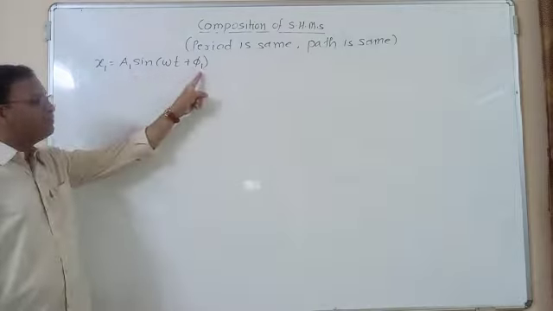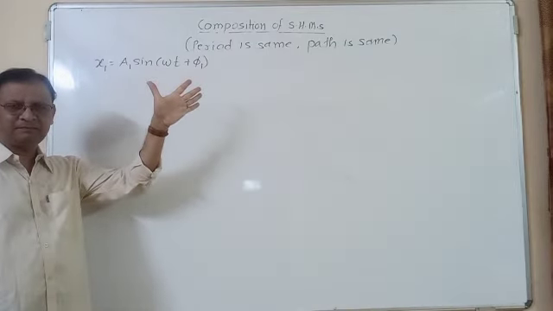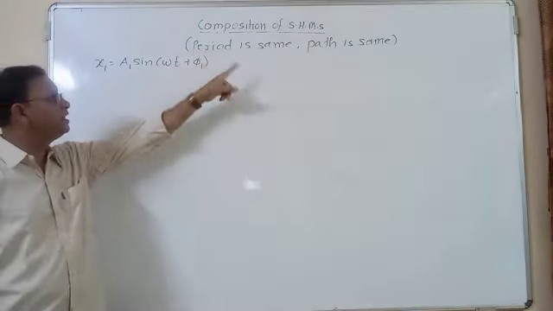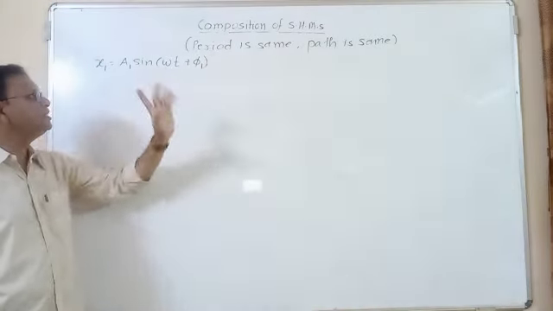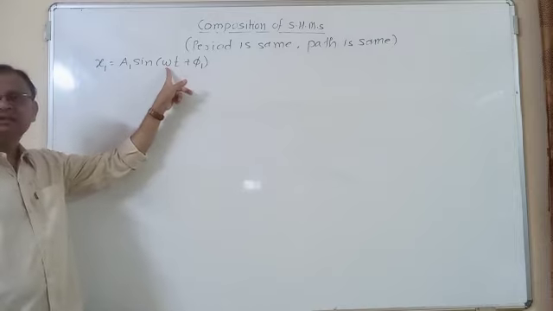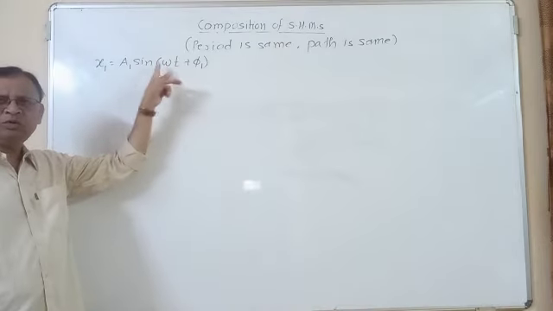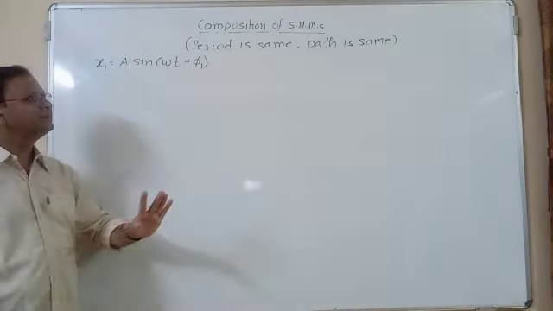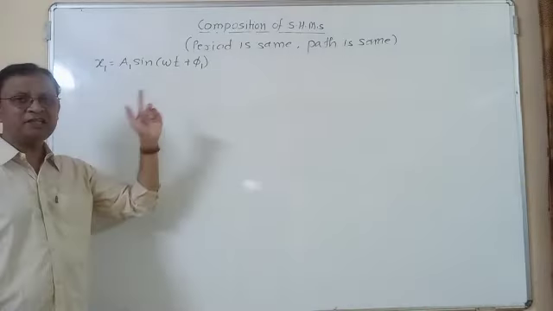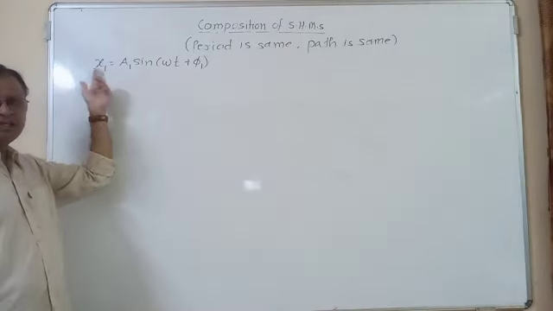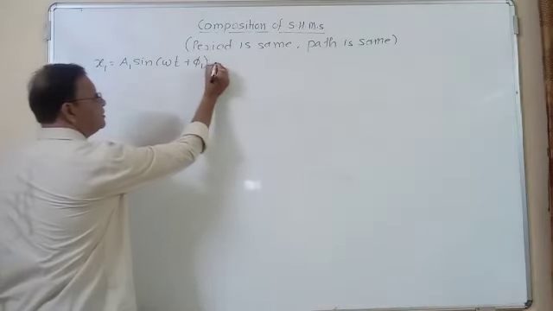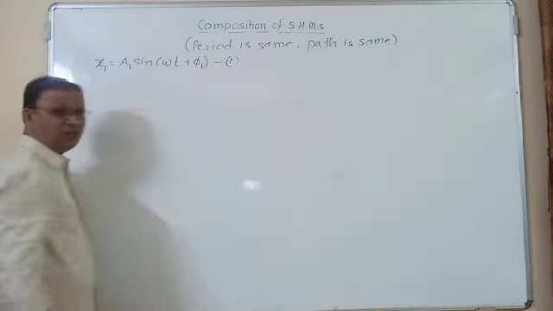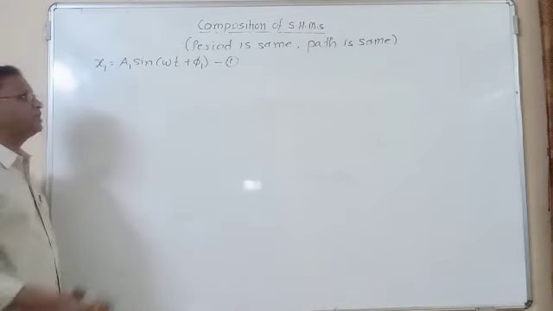Amplitudes and initial phases are different, but the period is the same. Period is the same, that means the angular frequency is the same, so omega is constant in both the simple harmonic motions. And the path is the same, that means the displacement is measured along the x-axis in both. This is the displacement of the particle due to the first simple harmonic motion.